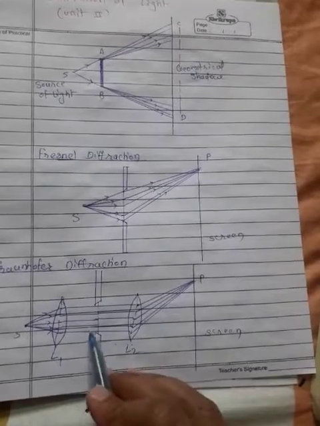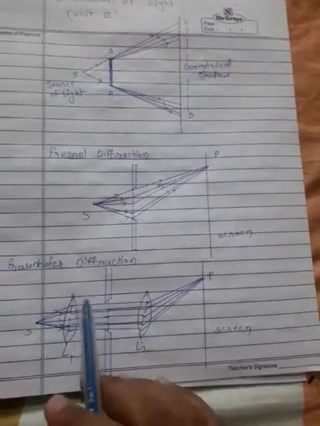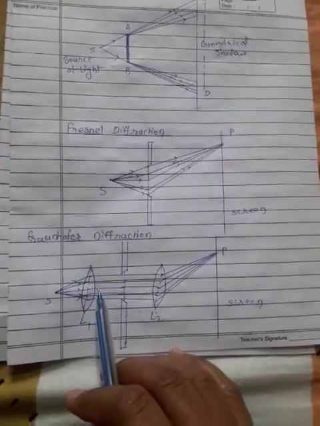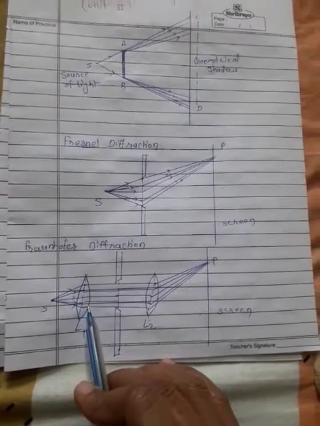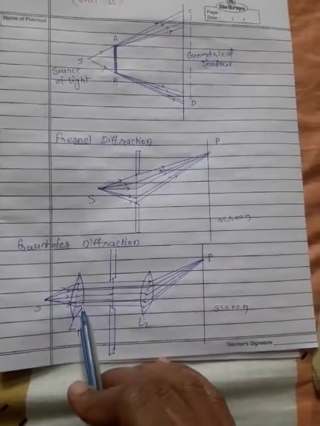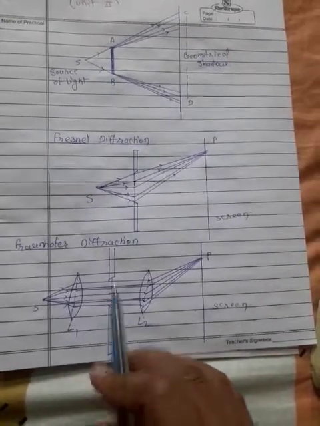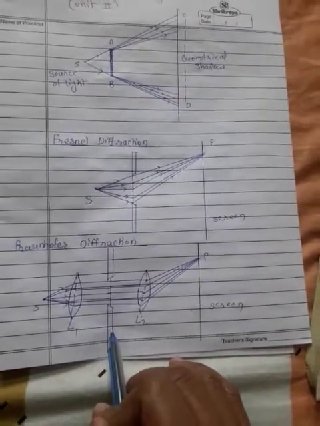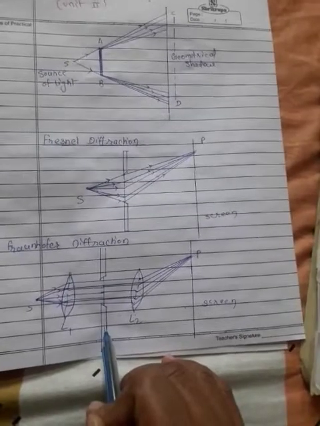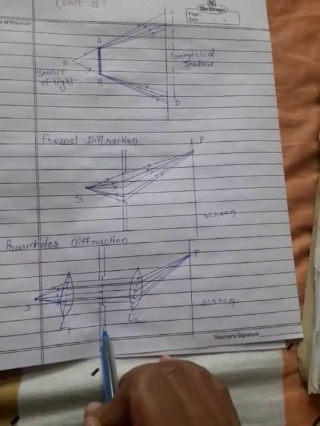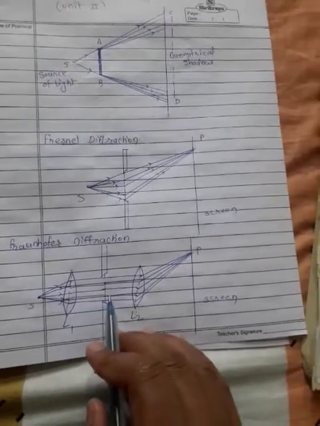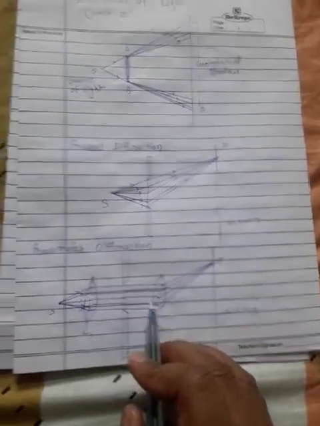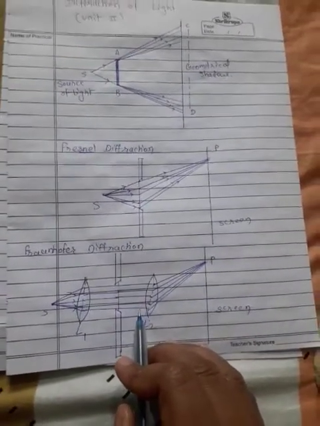In the laboratory, Fraunhofer diffraction is obtained with the help of a spectrometer. The diffracting aperture is placed on the prism table. The collimator lens renders the rays of light parallel, and the telescope receives the parallel rays on its focal plane. This is Fraunhofer diffraction.